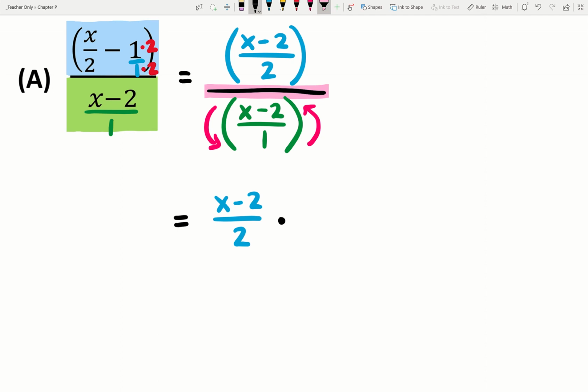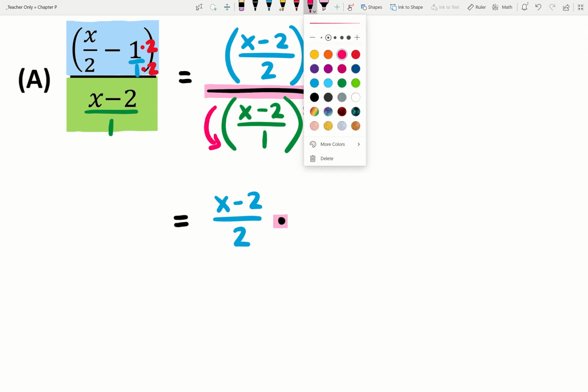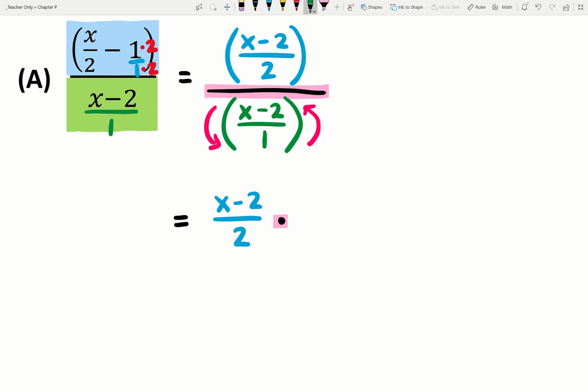Okay, so I'm going to go ahead and do that. I'm going to take what was a division and make it into a multiplication, and we can do that as long as we do it by the reciprocal. So that green fraction, I'm going to turn it upside down, call that 1 over x minus 2.